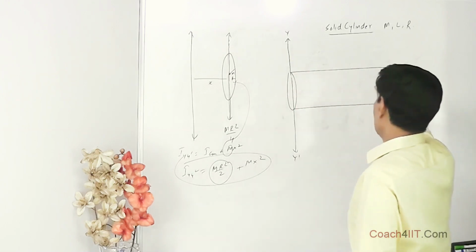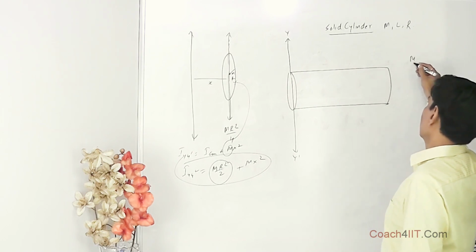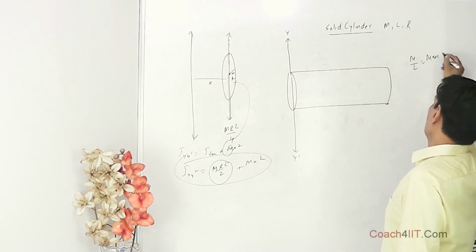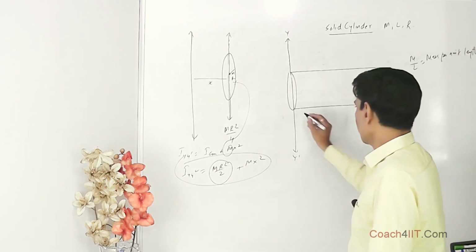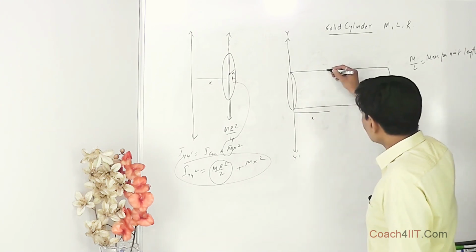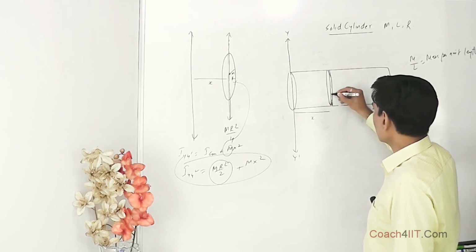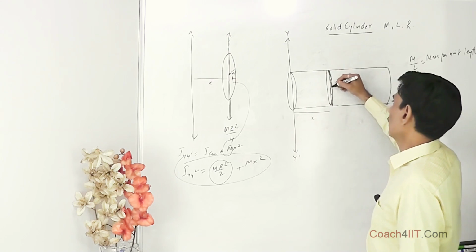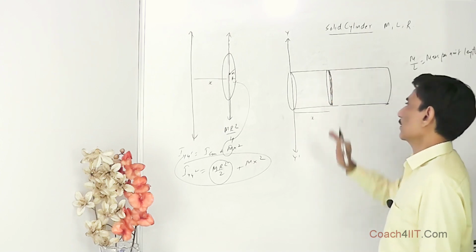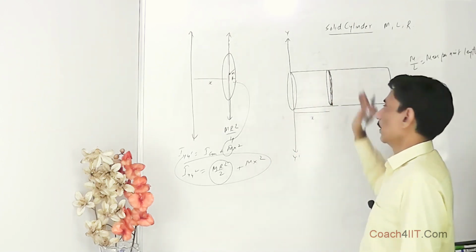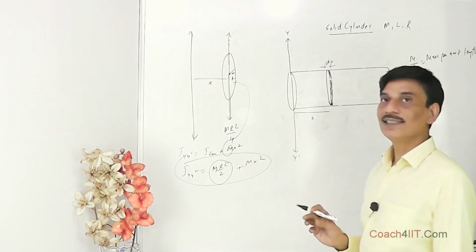So this total mass is m and it is uniformly distributed over the length L. So the mass per unit length is m by L. What I do is, at a distance x, I take a small section. At a distance x, I've cut a small piece, a small disc which I'm considering at a distance x over here. Obviously its thickness is almost equal to 0, that is dx.